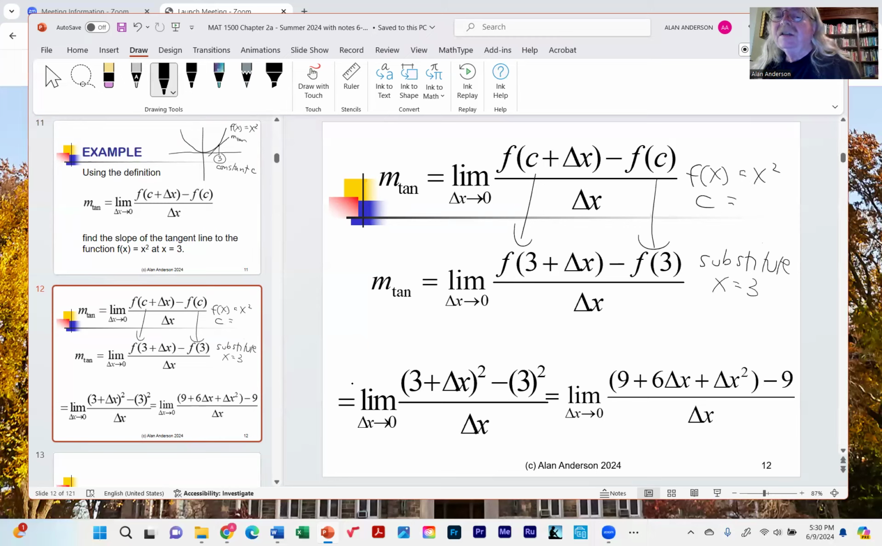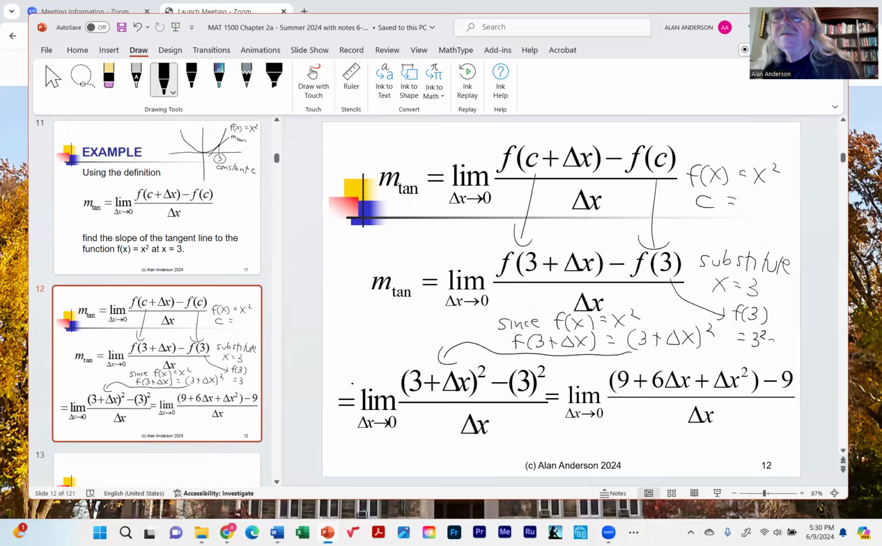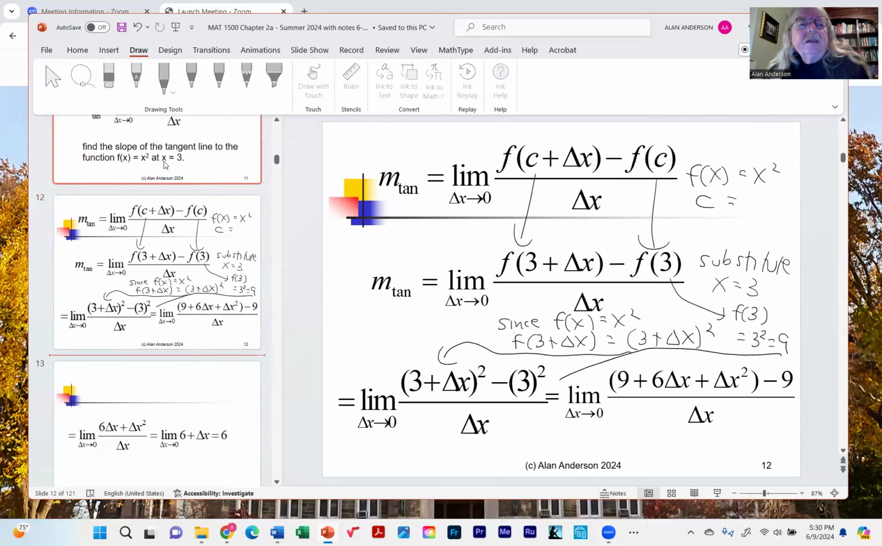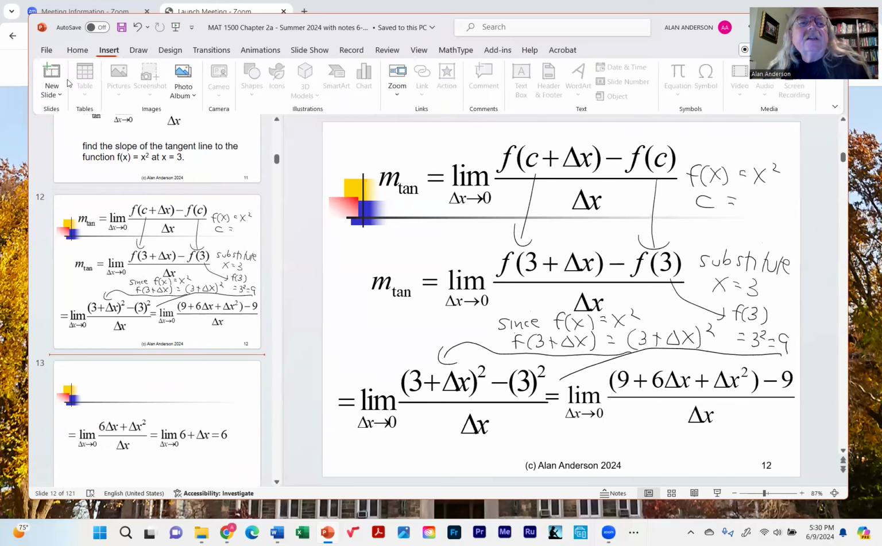Now, if you notice how it says f of 3 plus delta x. Since f of x equals x squared, that means that f of 3 plus delta x must be 3 plus delta x squared. And that's what you're seeing right here. It also means that f of 3 is very simply 3 squared, or 9. And that's what you're seeing here. Now, here's the tricky part: 3 plus delta x squared. I'm going to go on to the next slide and remind you that in a case like this, we can use FOIL.